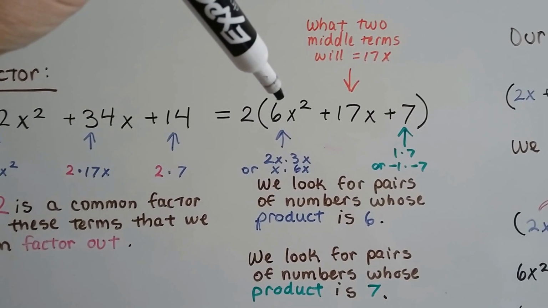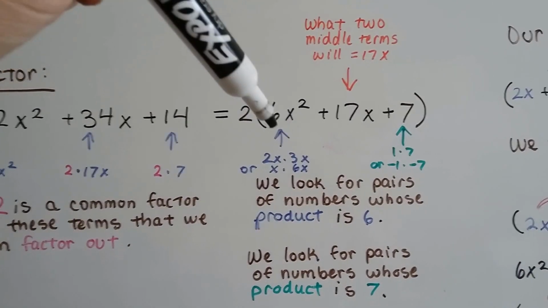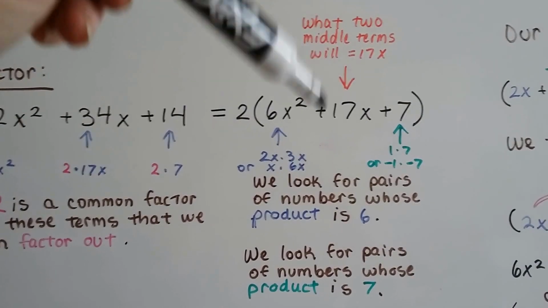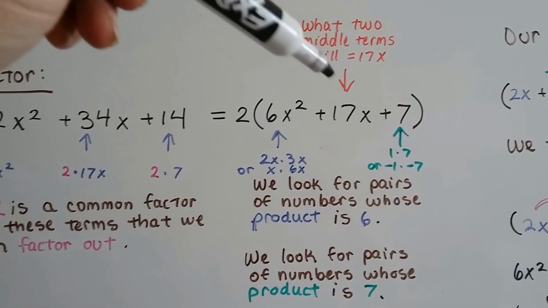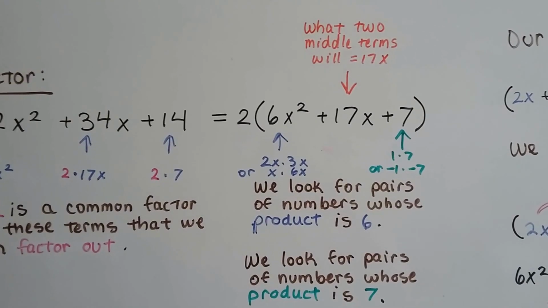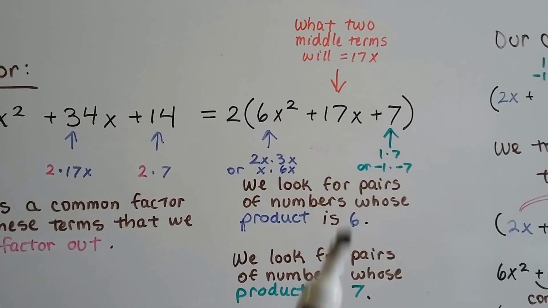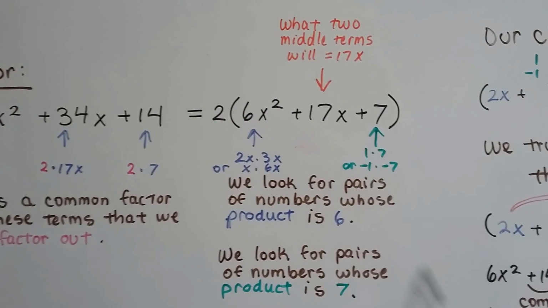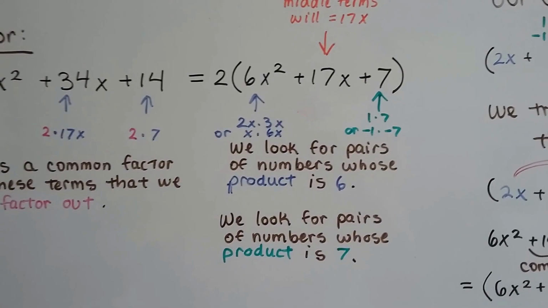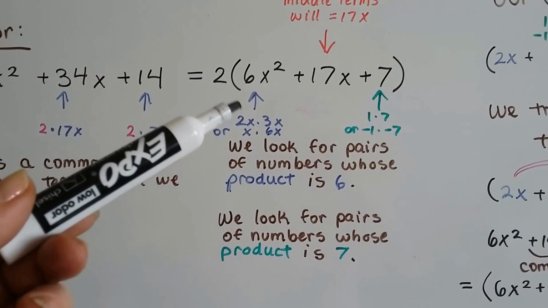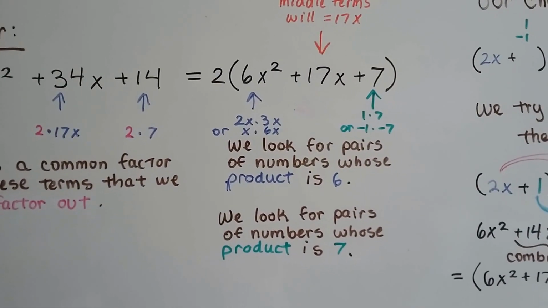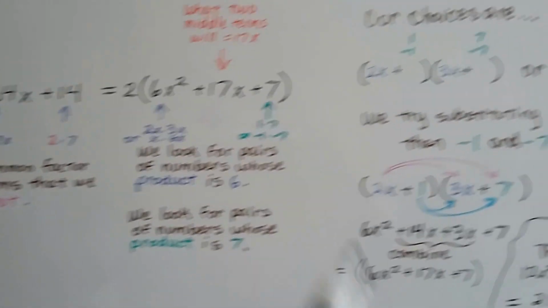So what can be 6x²? It could be a 2x times a 3x, or it could even be an x times a 6x, couldn't it? This is going to be the two middle terms added together to equal the 17x. This can be a 1 times 7, or it could be a negative 1 times a negative 7 to get a positive 7. So we look for the pairs of numbers whose product is the 6 and whose product is the 7. Okay? So we know what our choices are right here.